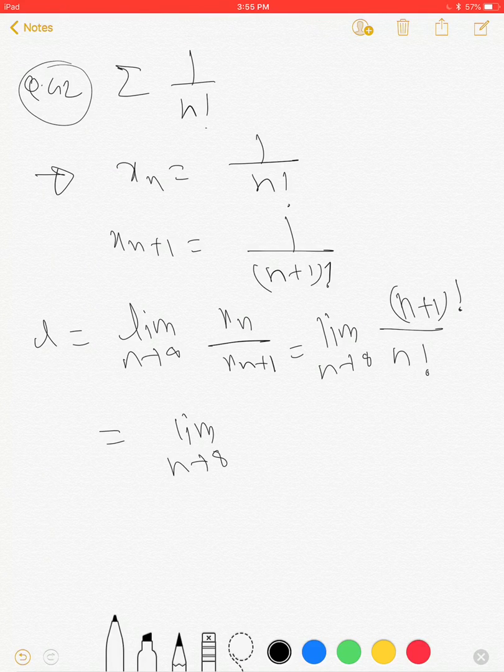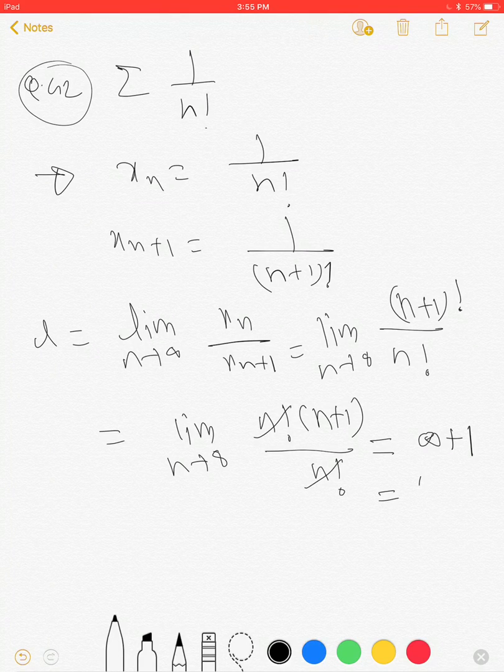So this becomes the limit as n tends to infinity. N plus 1 factorial can be written as n factorial into n plus 1 upon n factorial, and n factorial gets cancelled. As n tends to infinity, this becomes infinity plus 1. So this is infinity, which is greater than 1. Therefore this series is also convergent because our limit is greater than 1.